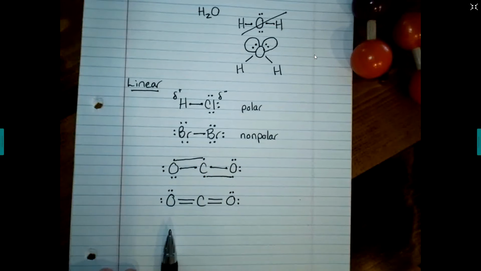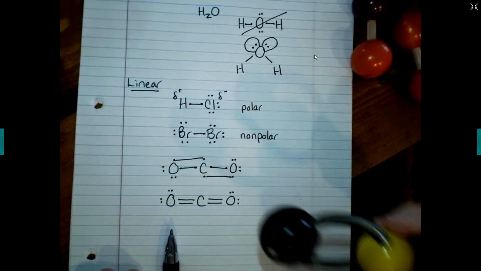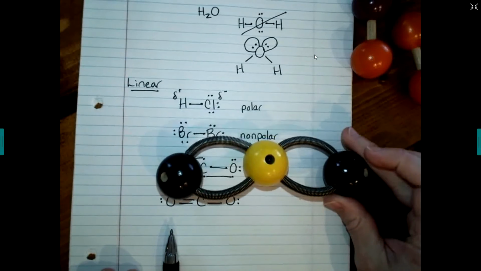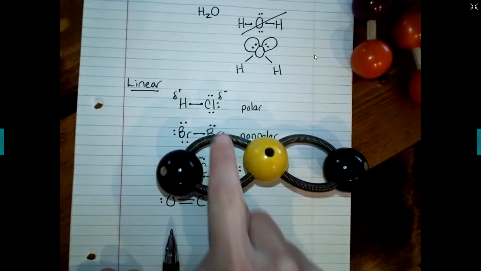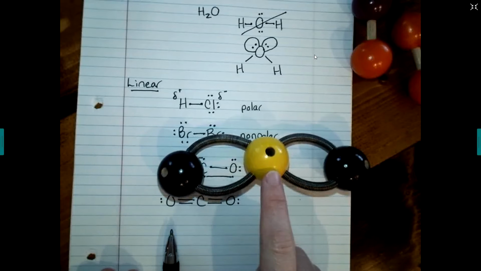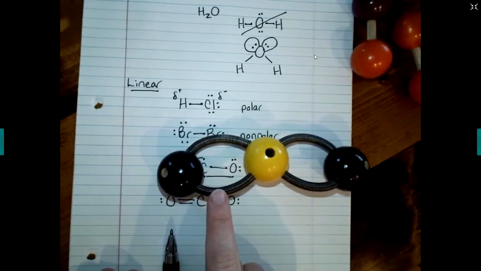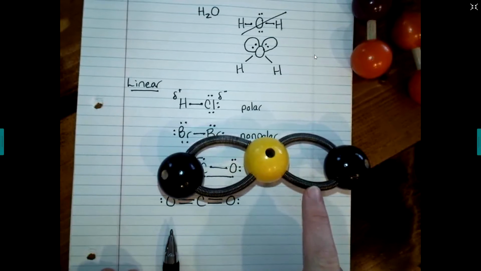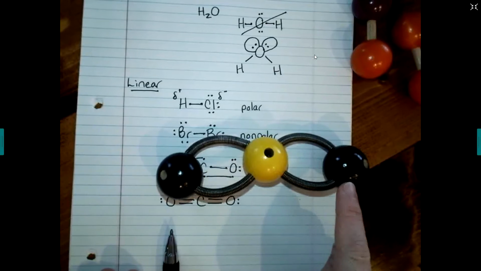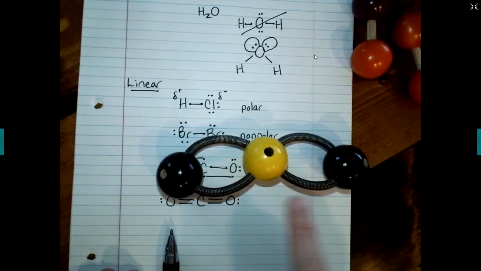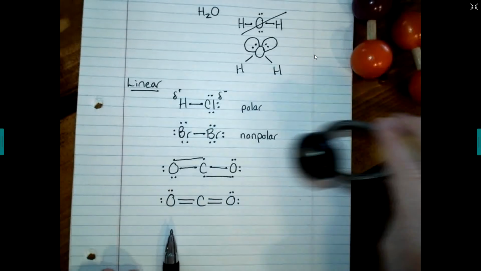And the way this is going to look using our models, whenever I have a double bond, I'm going to be using springs so you can see that there's 2 bonds between the 2 atoms. So one double bond here, one double bond here. Carbon's in the middle, oxygens are on the outside. And you can see that this molecule is still a straight line.